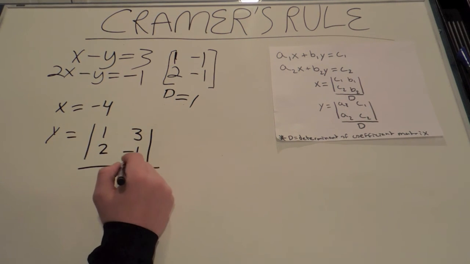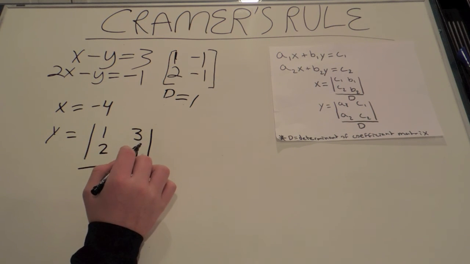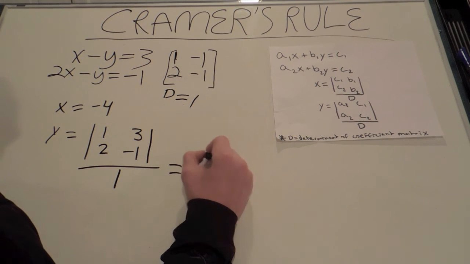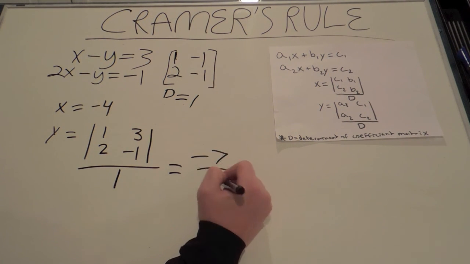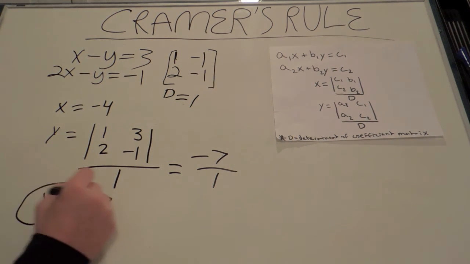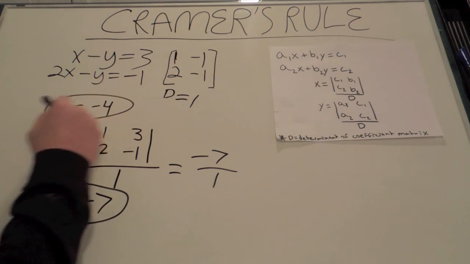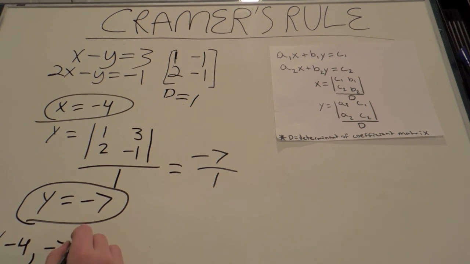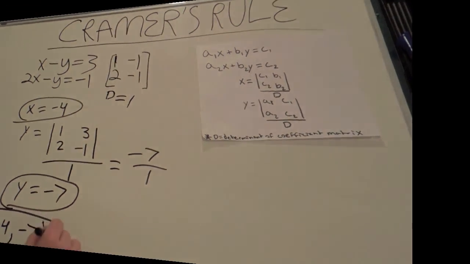Over the determinant of the coefficient matrix, we found it once again to be 1. The determinant of the upper matrix is negative 1 minus 6, which is negative 7 over the determinant of 1, making y equal negative 7. Now you found your solutions to the two equations, and you can also write your solution as negative 4, negative 7 as a solution to the system of equations.